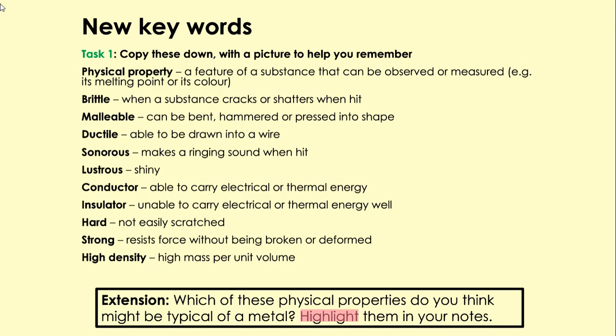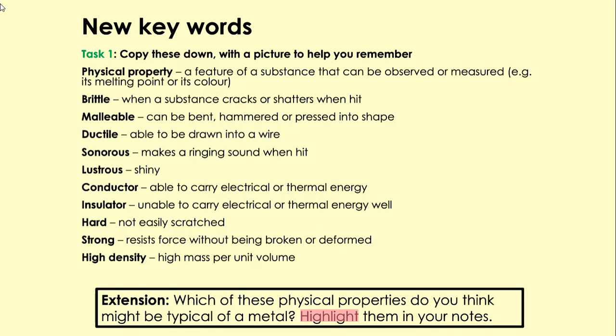So brittle. If something is brittle, it means that when we hit it with something, it will crack or shatter. So if I wanted to draw a picture to help me remember that, I could have a picture of a lump of the element with a hammer, and showing that when you do that, then have an arrow to show that it then breaks into two pieces.